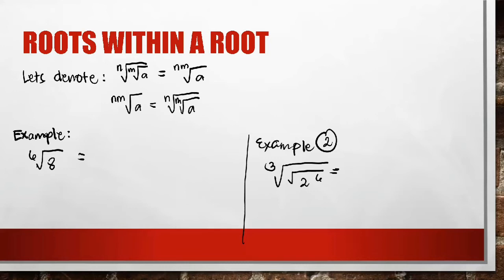So today we are going to have the roots within a root, or a radical, simplifying radicals. We have the root within the root. Let's denote our root within the root as the nth root of the m root of a. If you can see, we have two radical signs and we have the external and internal index.